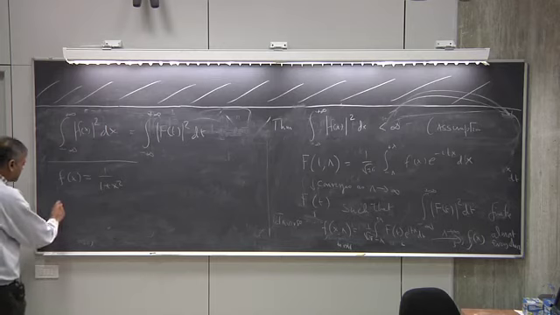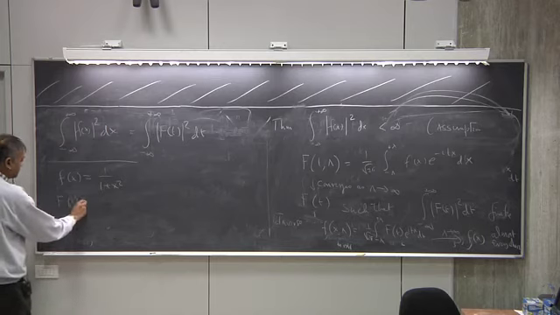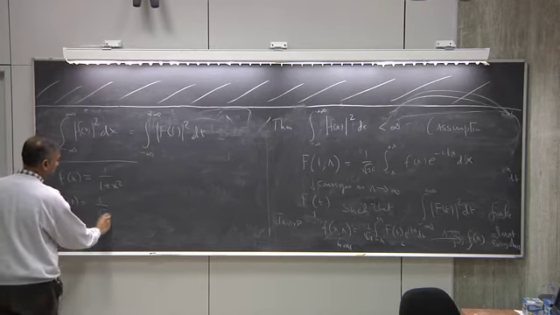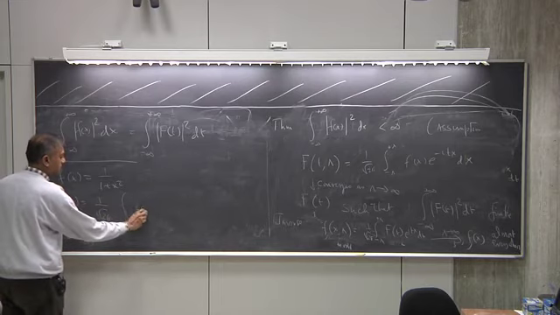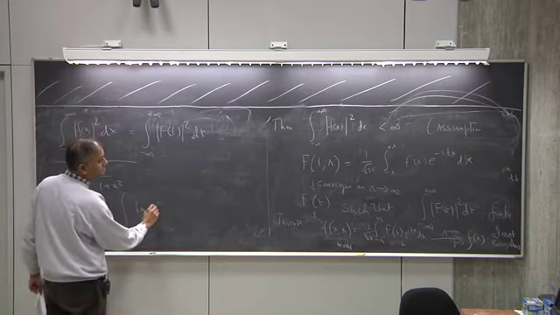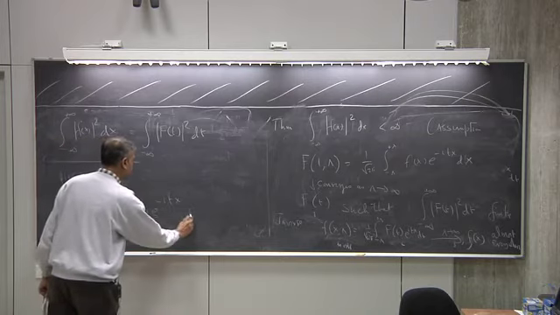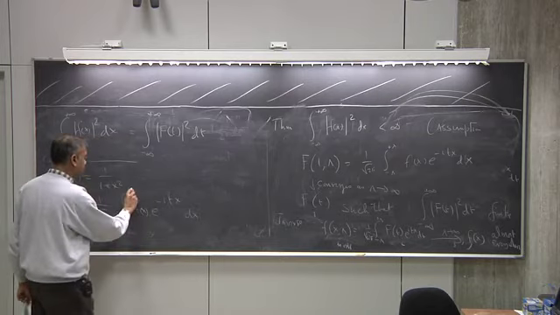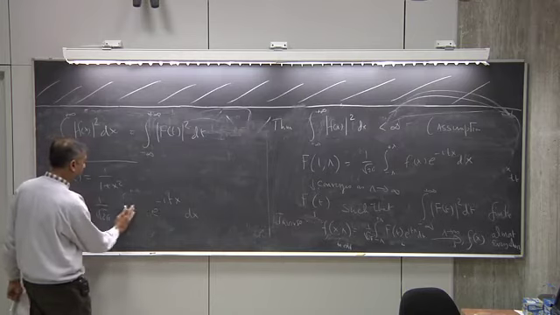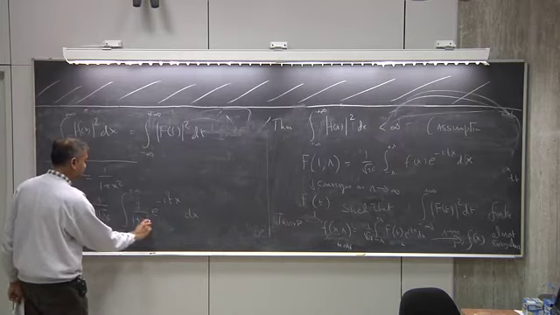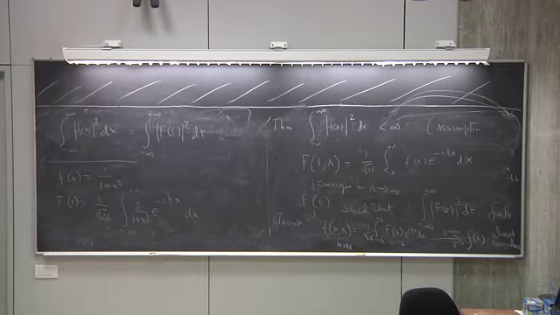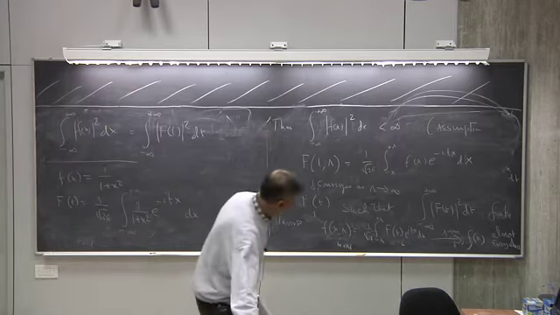Okay, so let's compute now capital F of t. This is 1 over root 2 pi, integral of f of x e to the minus i t x dx from minus infinity to plus infinity, where f of x is 1 over 1 plus x squared. So again, use the contour integral tricks.